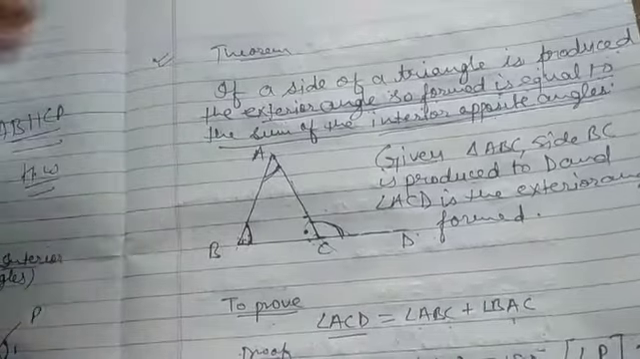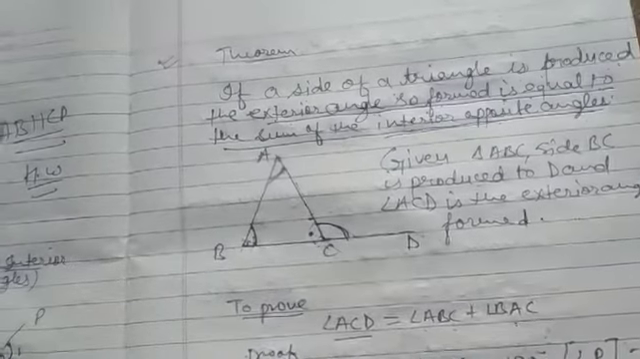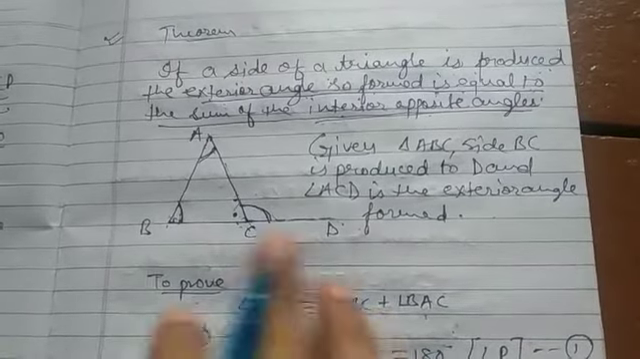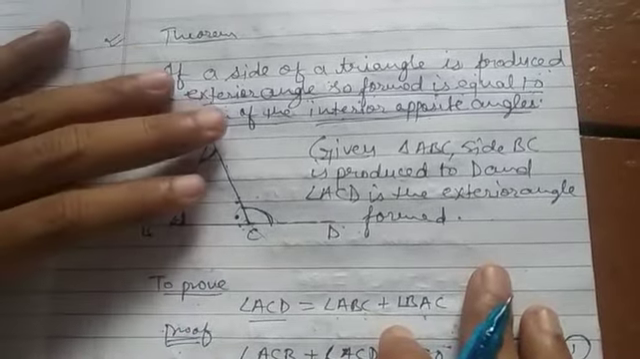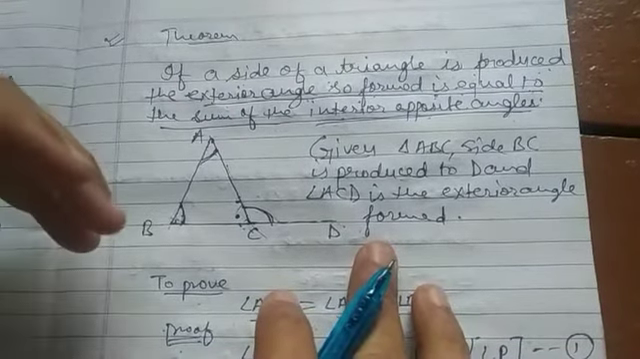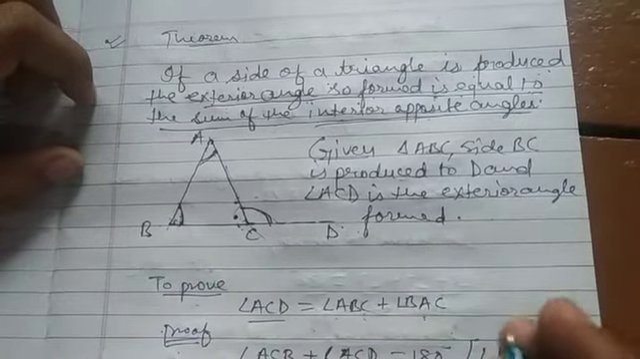So these are two theorems related to triangles. This is all for this topic, lines and angles. In our next topic we will cover the next lesson.